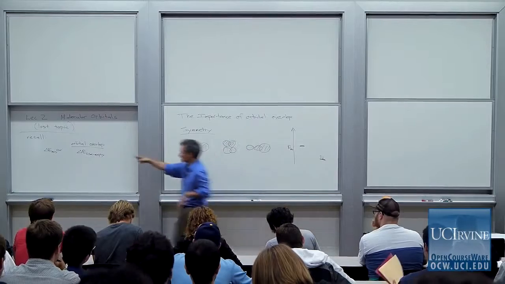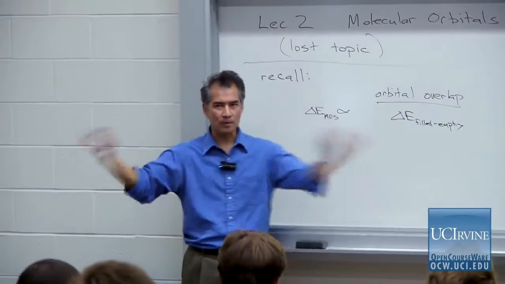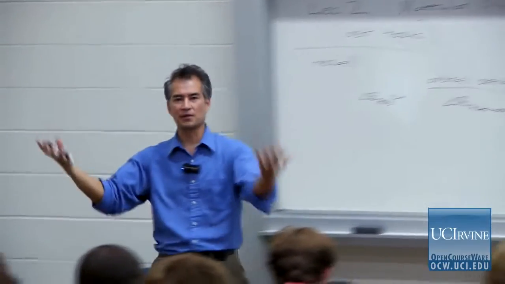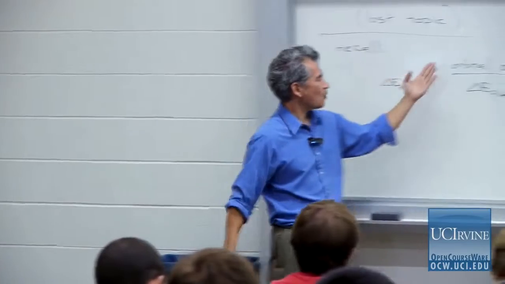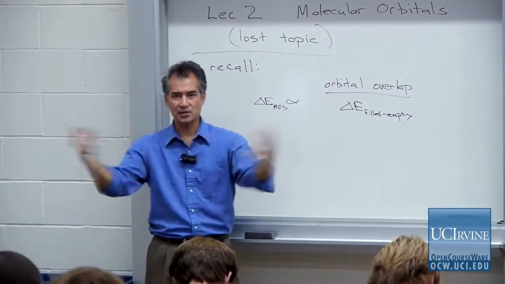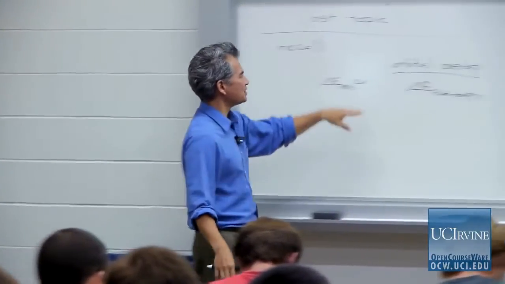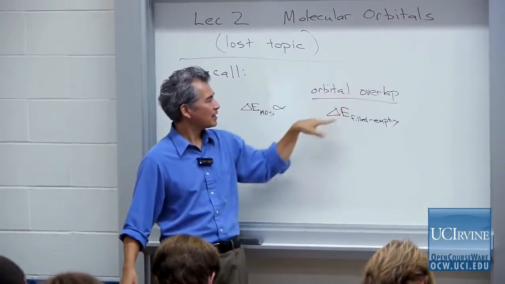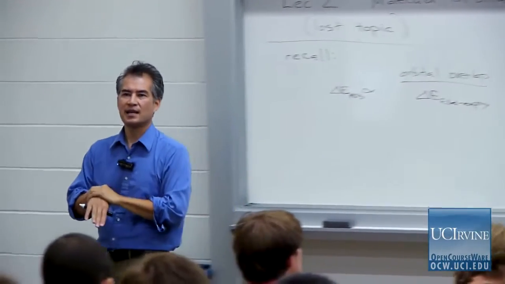And I want to bring you back to our explanation of the energetic consequences of having orbitals interact, orbitals that are filled interacting with orbitals that are empty. And I gave you this equation that said that you can approximate the energy that you get when filled orbitals interact with unfilled orbitals with this simple equation that says orbital overlap in the numerator and the difference between filled and empty orbital energies in the denominator.